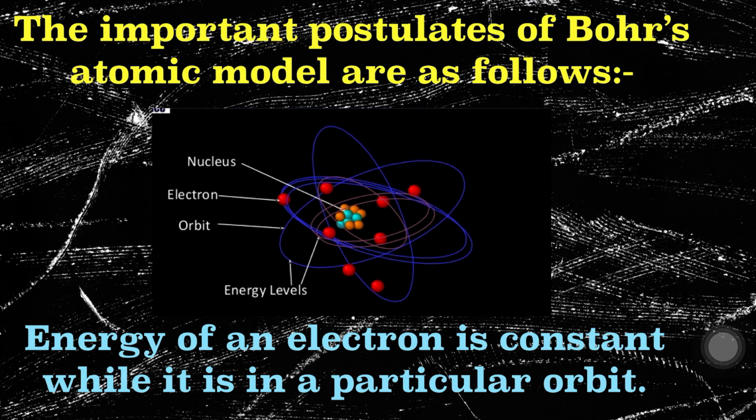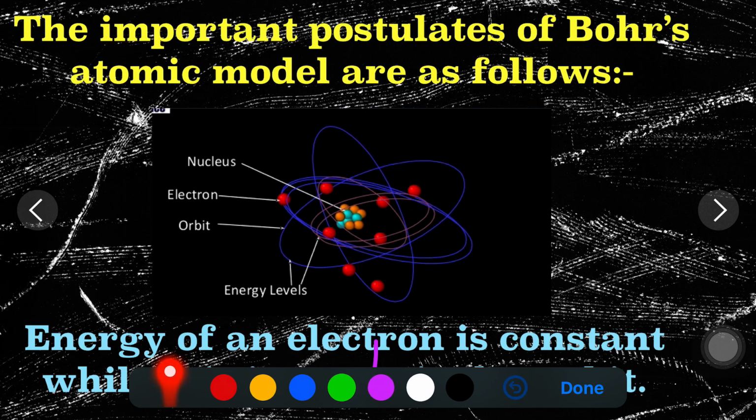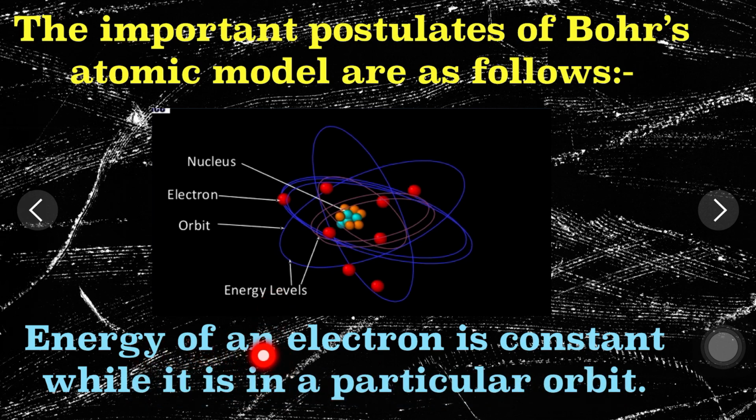Now, the second postulate says that the energy of an electron is constant. Energy will not change when the electron is in a particular orbit.